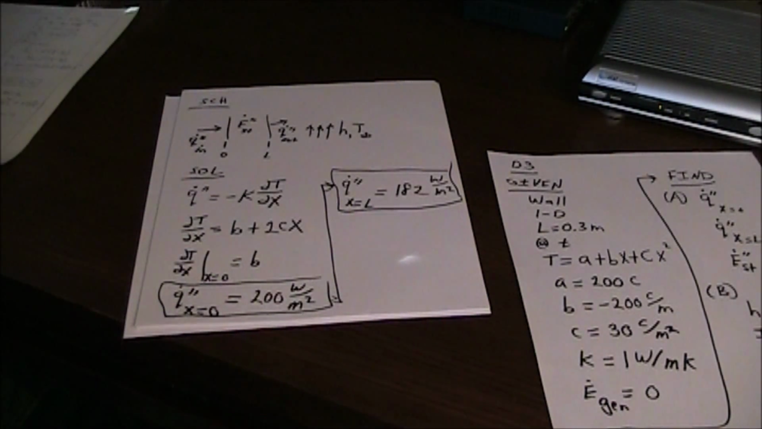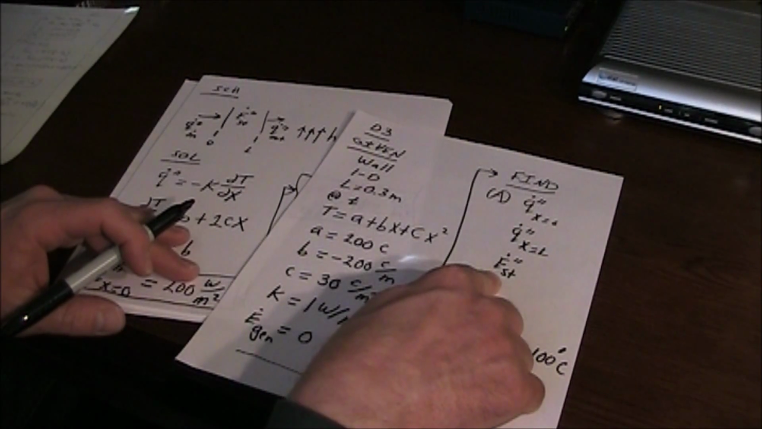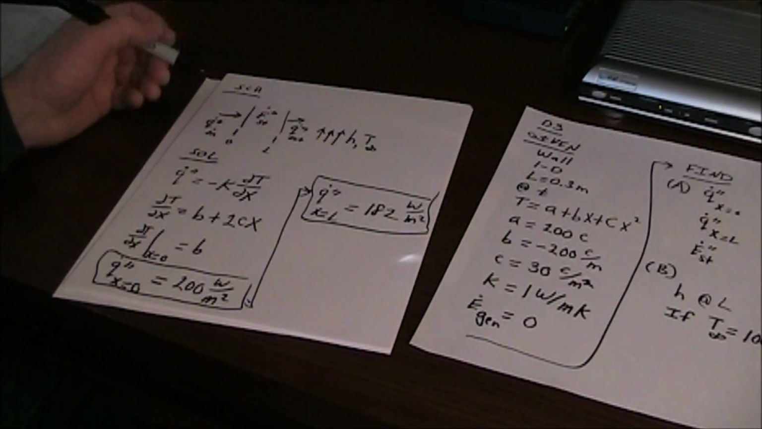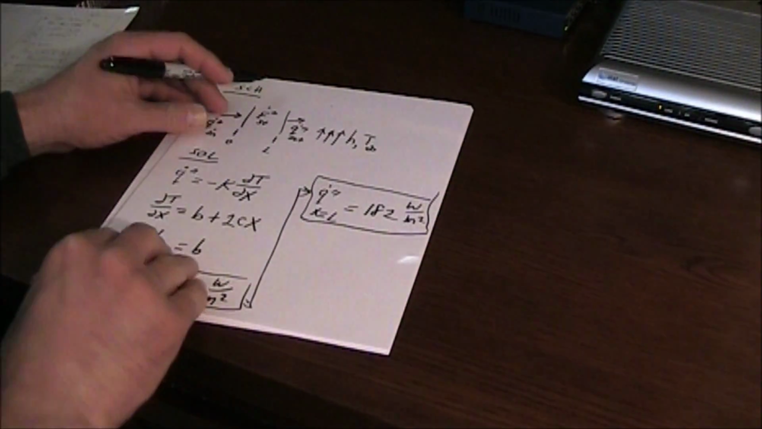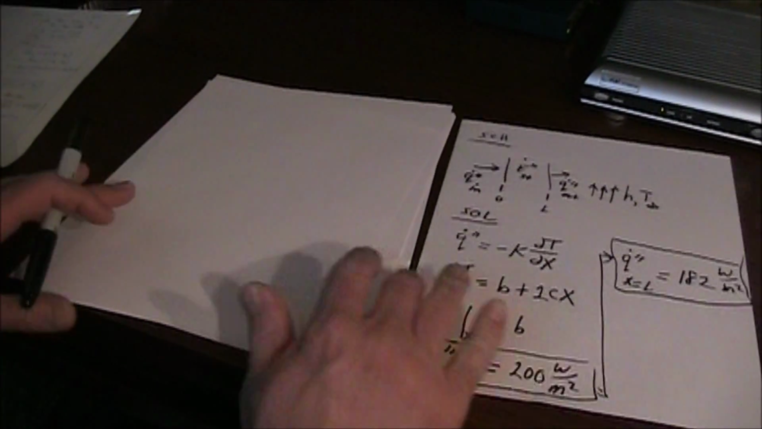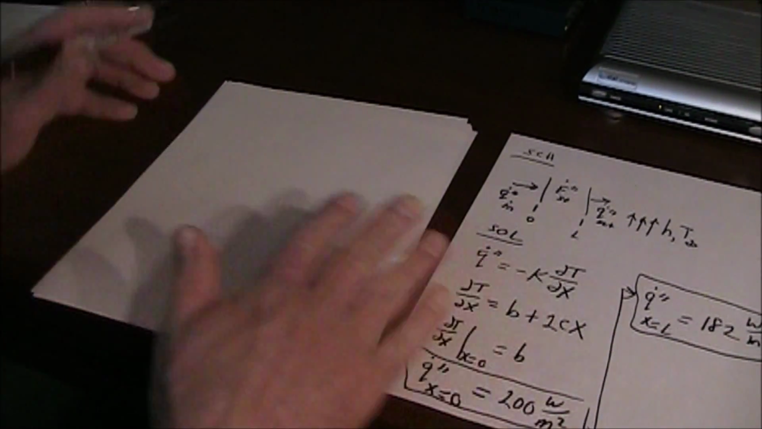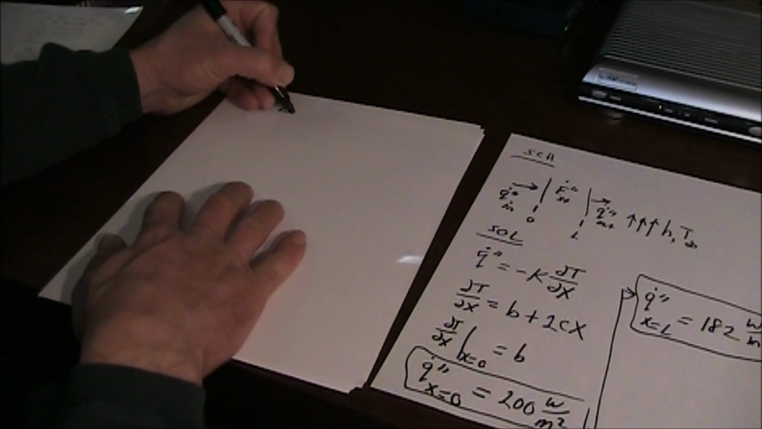Okay, so let's see, also in part A they wanted the energy stored. So here, if we just go with an energy balance on our geometry here, what we would have is energy stored. We'll just call it the first law.